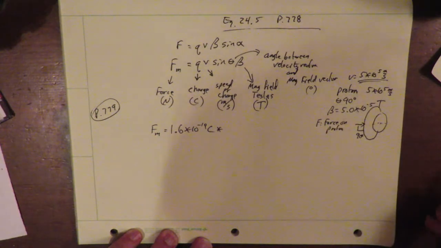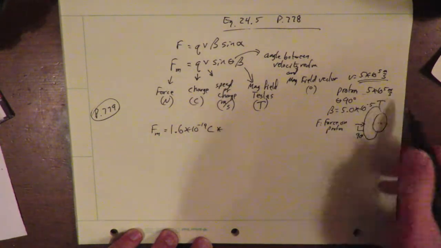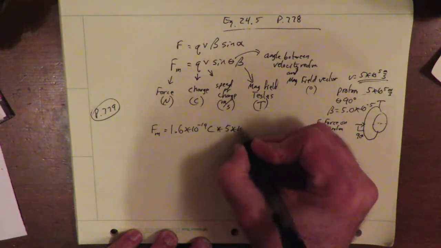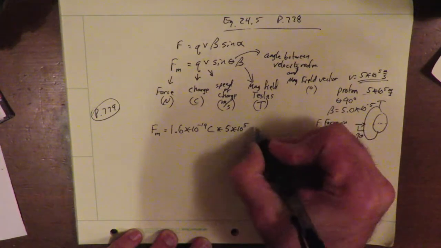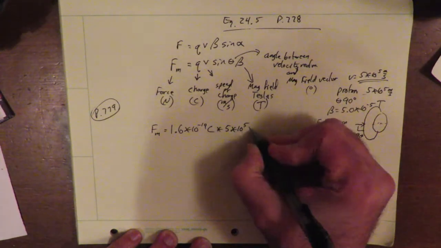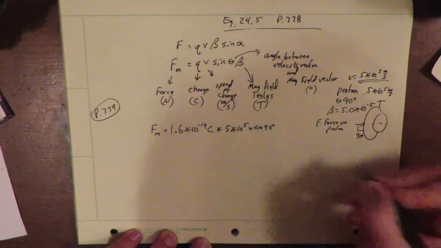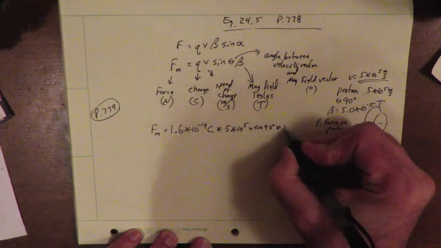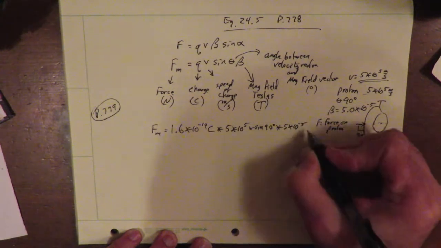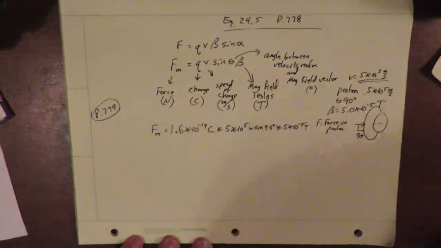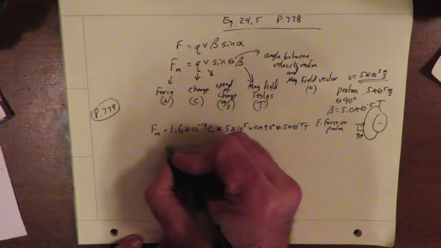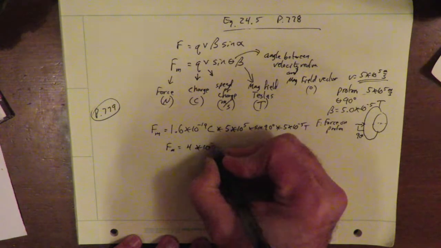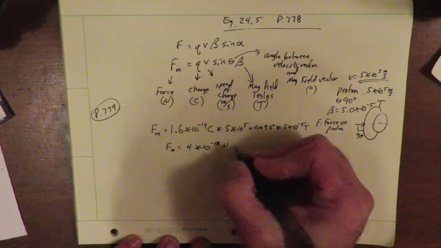And that's a fairly realistic number. It's getting late, sorry. Anyway, 5 times 10 to the 5th. Now, the angle is 90 degrees, so it's going to be times sine of 90 degrees, which is 1. And then we're going to multiply that by the strength of the magnetic field, which is 5 times 10 to the minus 5th teslas. Grind it all through the calculator, and the magnetic force comes out to be about 4 times 10 to the minus 18th newtons.